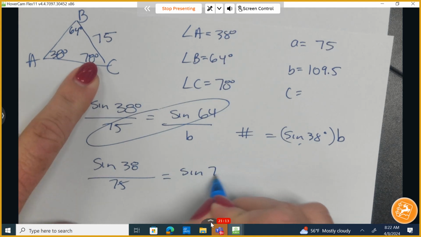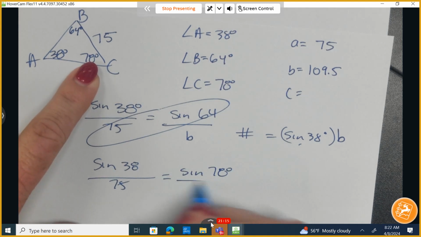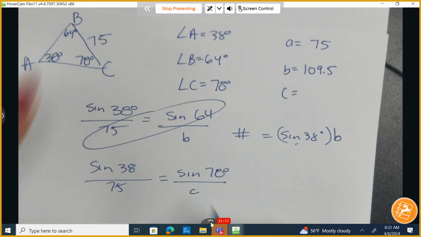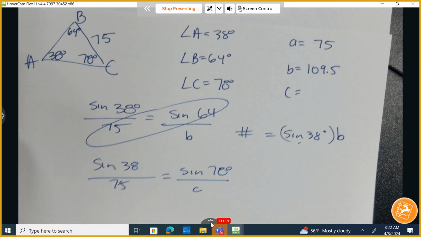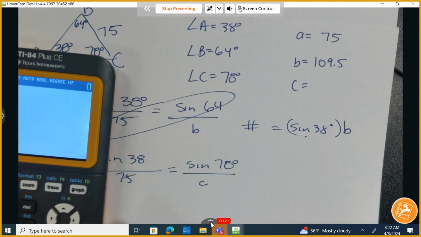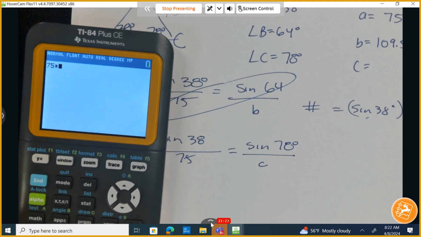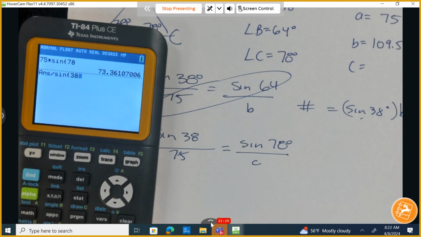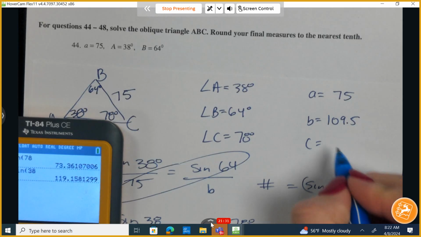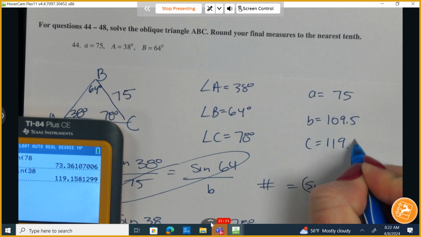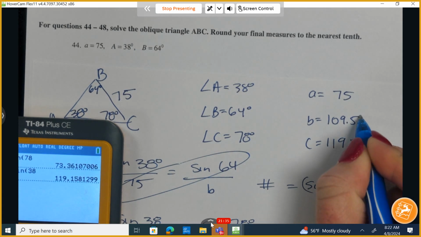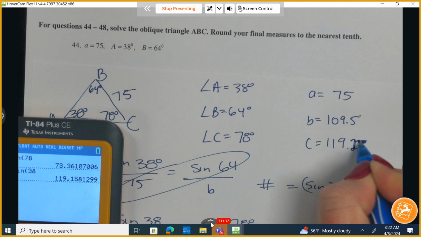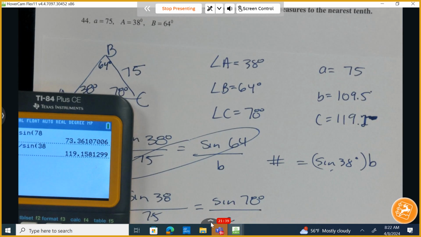So the sine of 78 degrees over side C. I'm going to do the exact same concept. So I'm going to take 75 times the sine of 78 to get an answer, and I'm going to divide it by the sine of 38, and I have side C is approximately 119.2 if we round to the nearest 10th. Oh, sorry, 119.2. This is not a degree. That is the length of a side.